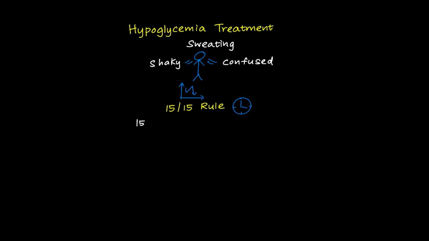The treatment is the 15-15 rule. Give 15 grams of fast-acting simple carbohydrate, wait 15 minutes, then recheck blood sugar. A small glass of regular fruit juice, 4 glucose tablets, or half a cup of regular soda each deliver about 15 grams of quickly absorbed sugar.